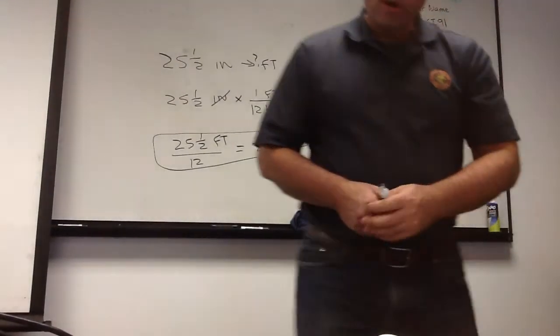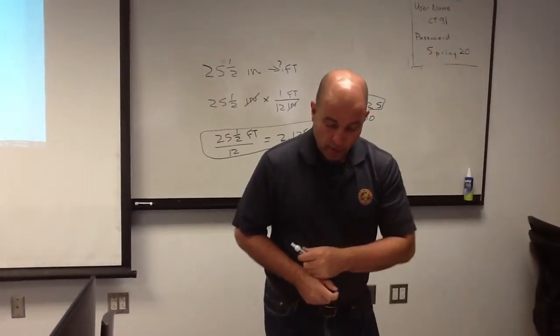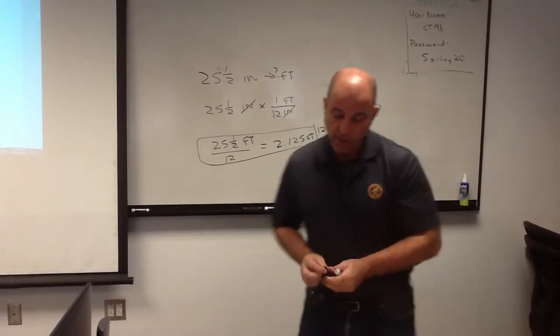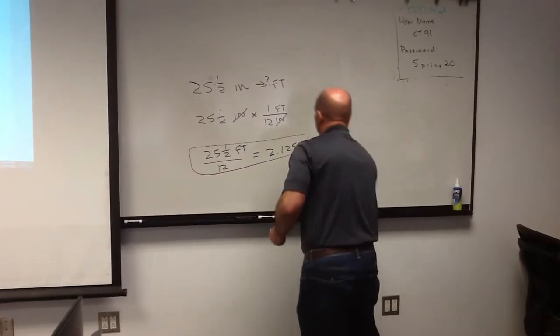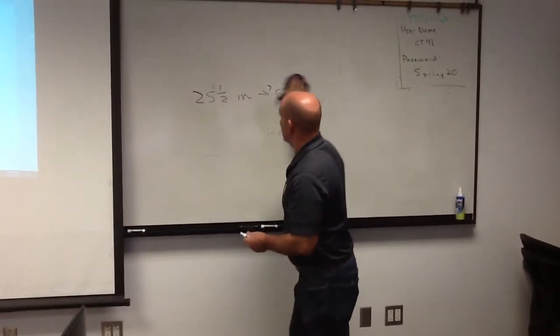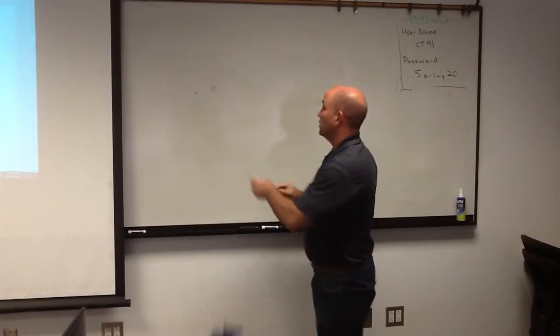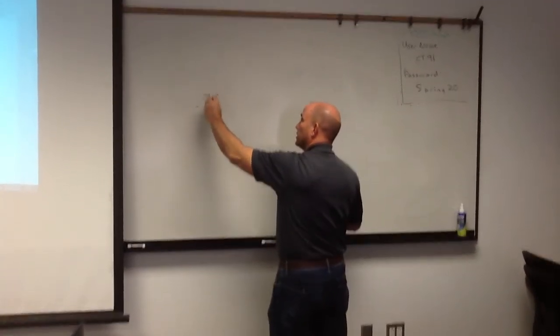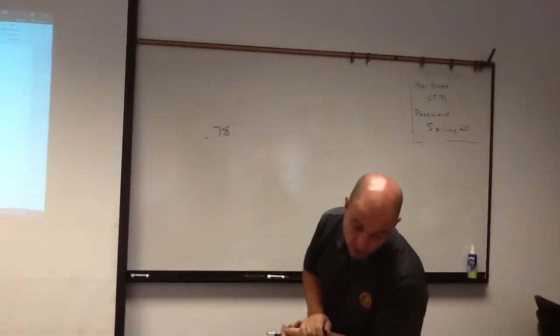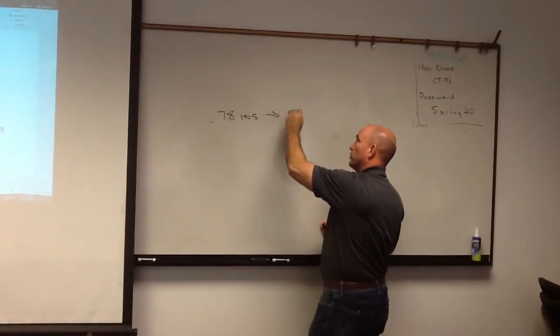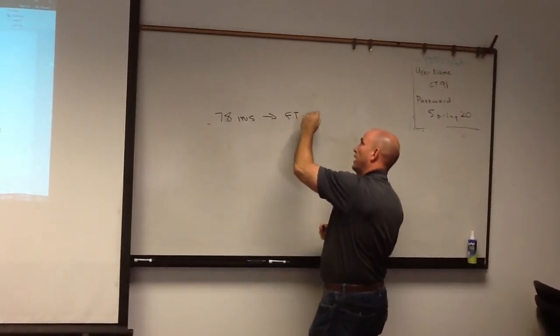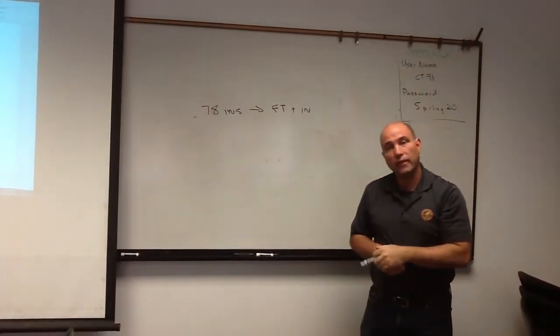So, let's do one more to make sure we're all good. I'm looking at number 4, which says 78 inches as feet and inches. Okay, let's look at that one. 78 inches, and this time they want us to go to feet and inches. Okay, so this is a little bit different.